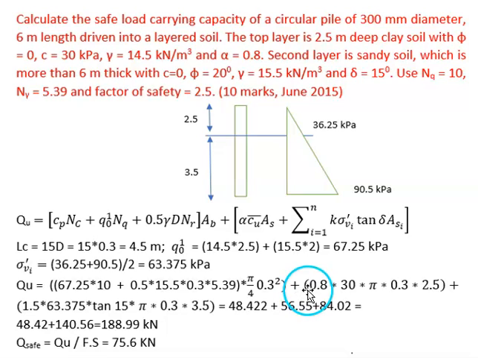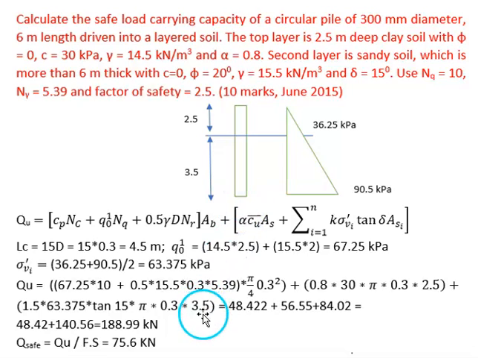To calculate the frictional resistance, we have to take each layer separately. First layer is cohesive soil, so we have to use only this term, alpha into Cu bar into A S, plus the second layer. Second layer is cohesionless soil, so we have to use this part of the equation where K value is assumed as 1.5 and sigma V A dash, the average effective stress for the second layer, is 36.25 plus 90.5 divided by 2. That value is multiplied by tan of delta into surface area, perimeter into length.